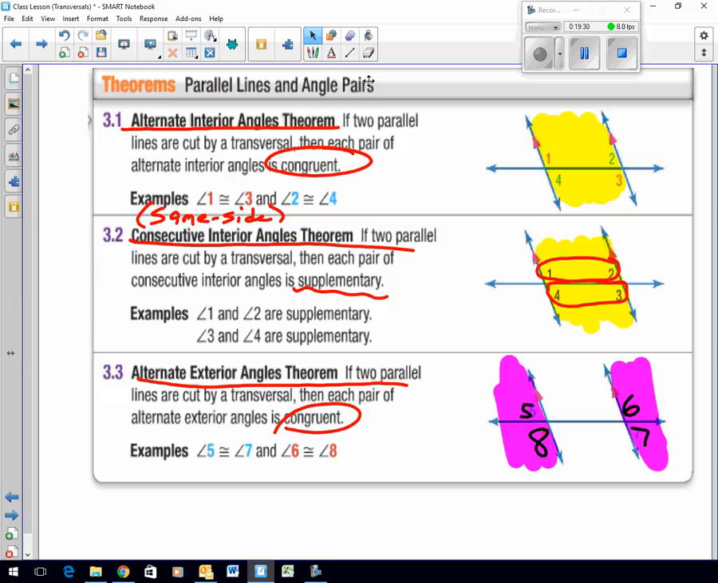Easy way to remember this. If you see the word alternate, they're going to be congruent. Right? If you see alternate, it's going to be congruent. Okay? Everybody with me on that? Anybody have to get to that thing, though?